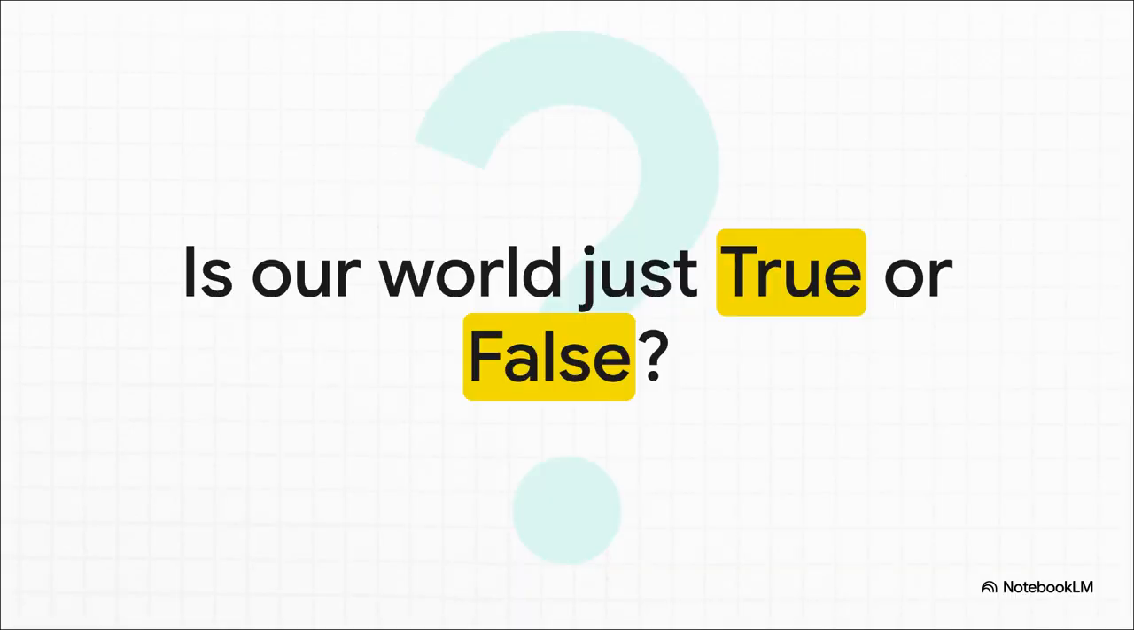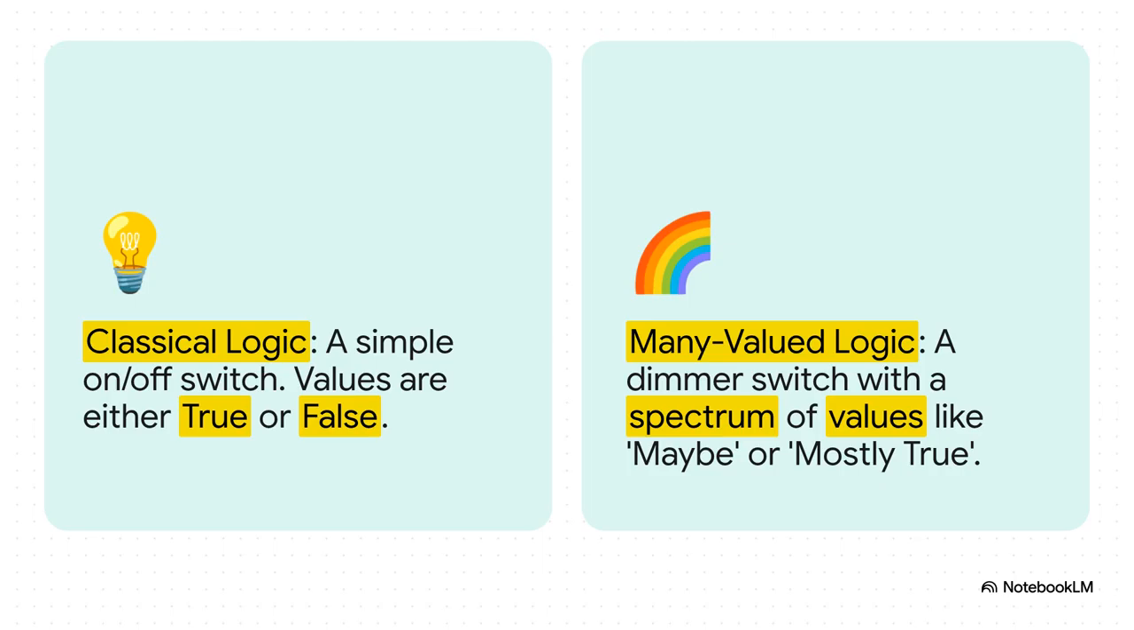I mean, just think about your own life for a second. If someone asks if you're happy, is that a simple yes or no? Of course not. It's complicated, right? We're constantly trying to cram our reality into these neat little true or false boxes, but life just doesn't work like that. So this all boils down to two totally different ways of thinking about logic.